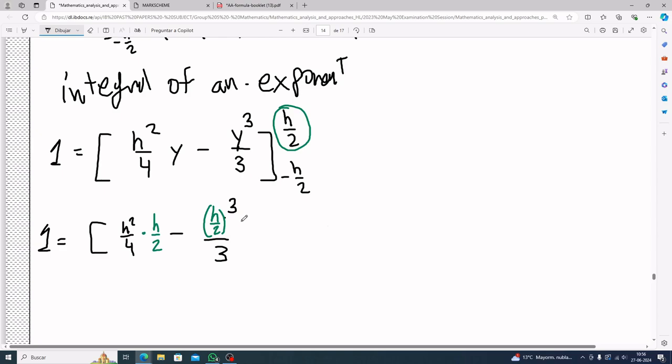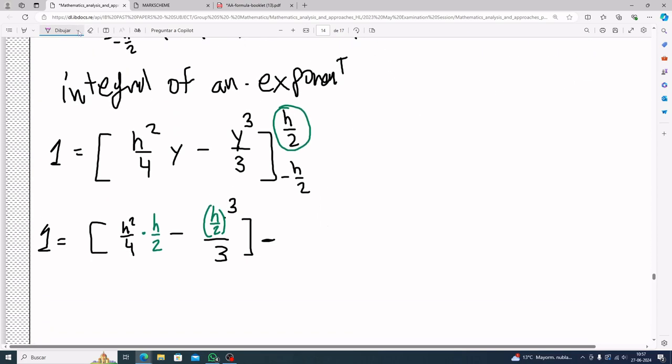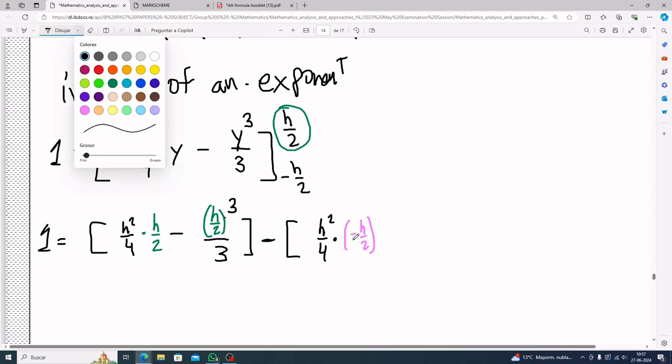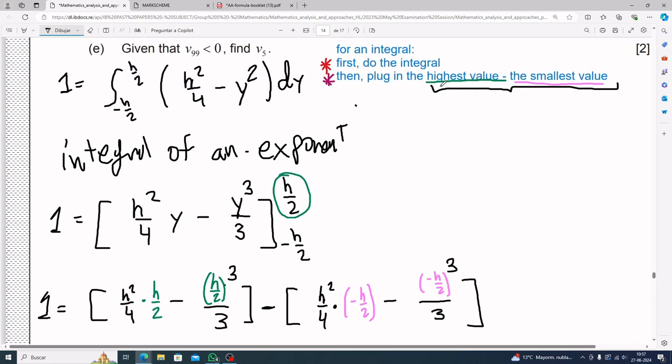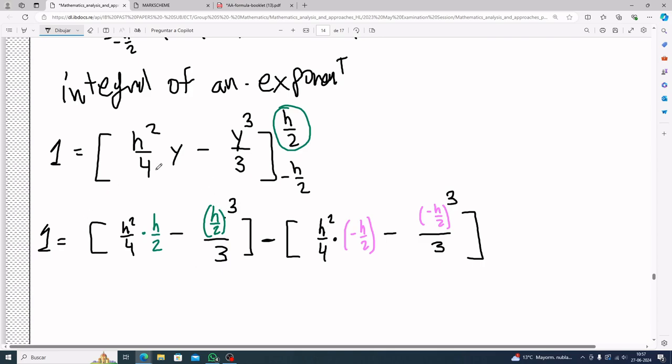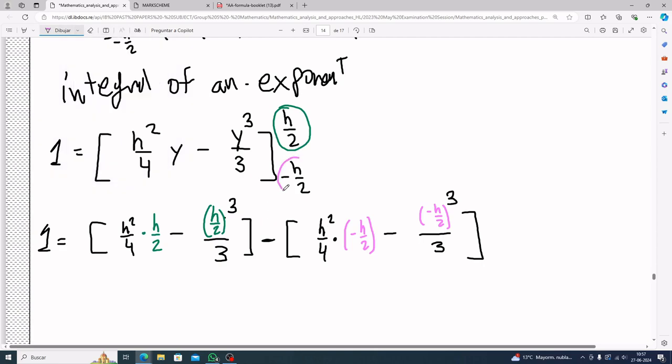And so you do this minus the smallest value, which we will be doing in pink, okay? And so the smallest value is going to be minus h squared divided by 4 times my smallest value, which is negative h divided by 2. Minus negative h divided by 2 cubed, divided by 3. So that is what I mean by highest minus smallest value. You first evaluate the integral with the highest value, subtract the integral evaluated on the smallest value.